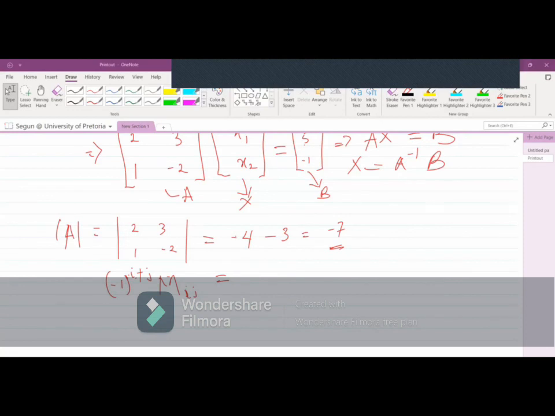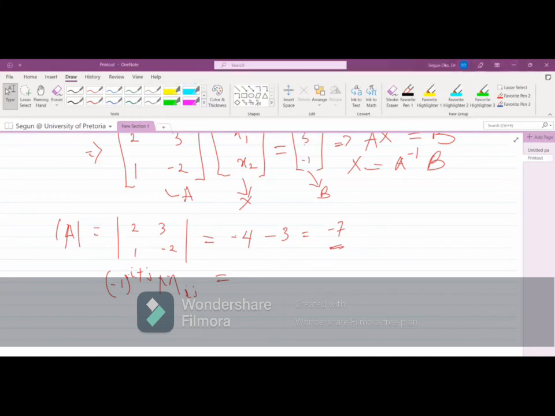So here the answer will be what? Anybody? I'm waiting for the answer, please. Minus 1. Nobody? Second one, C12 is minus 1. That man is trying to say something.